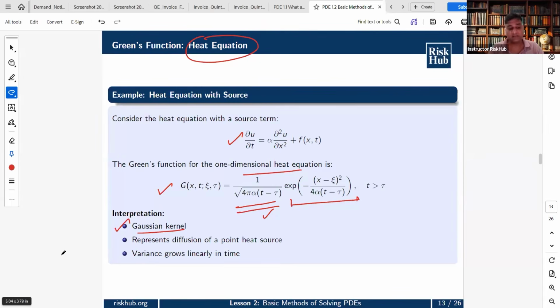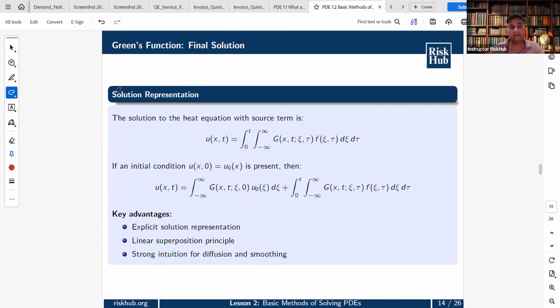The finance connection here is that after transformation, the Black-Scholes equation resembles the heat equation. The Green function acts like your transition density. Option price becomes an integral over possible future paths or payoffs. It represents diffusion of a point heat source, and variance grows linearly with time.